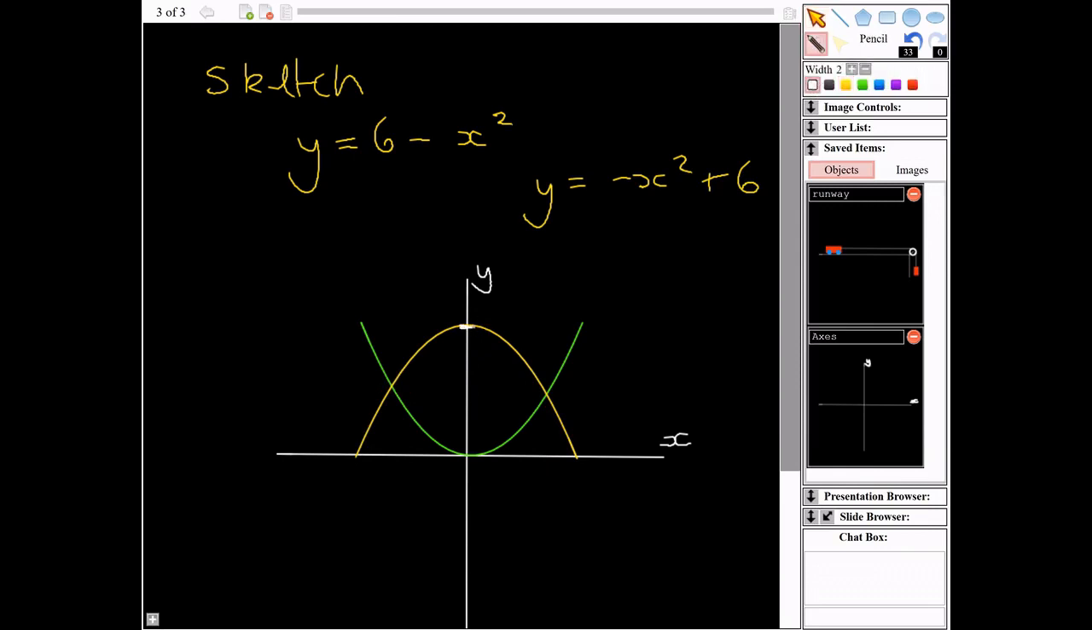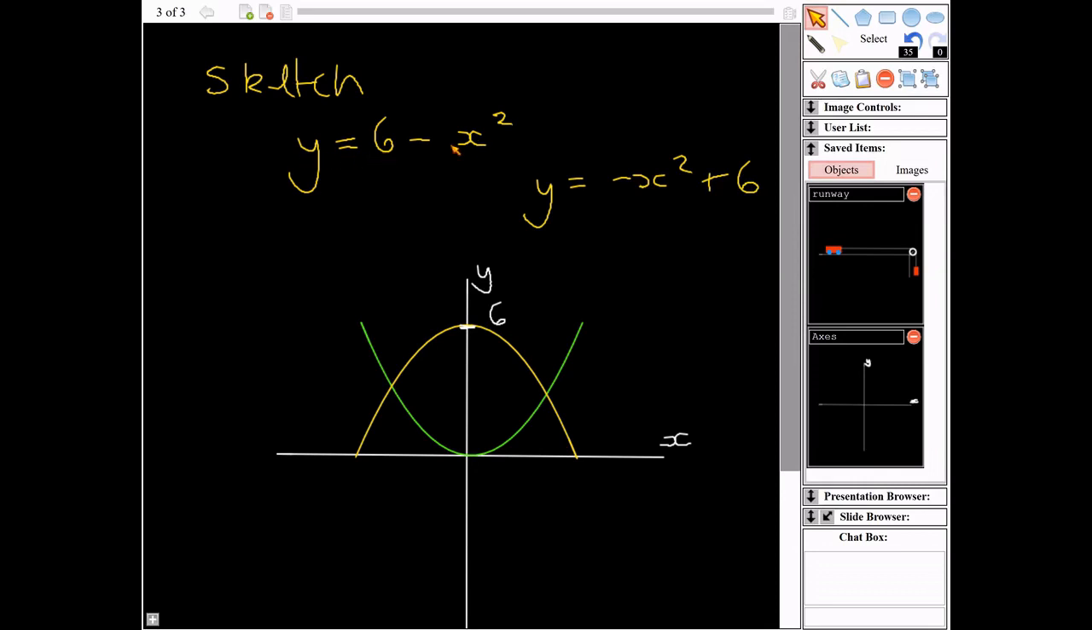So that point there would be 6. And if I wanted the coordinates for the vertex of this yellow curve now, it would be 0 and 6. So it's going to be upside down because of this minus here, which means that I'm multiplying every value for the original curve by minus 1. So that's going to flip it upside down, and then I'm going to translate it up 6. So it's going to be like that.